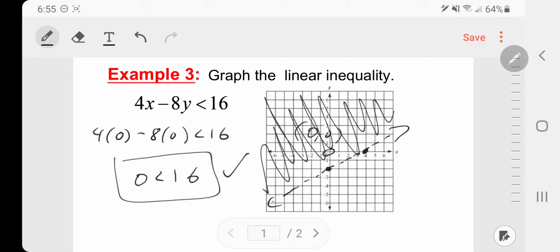All right, let's take a look at another one. Again, if this was not a solution, that would mean that I would shade on the opposite side. Okay, so if this said no, not a solution, then it would shade on the opposite side. Let's take a look at another one.